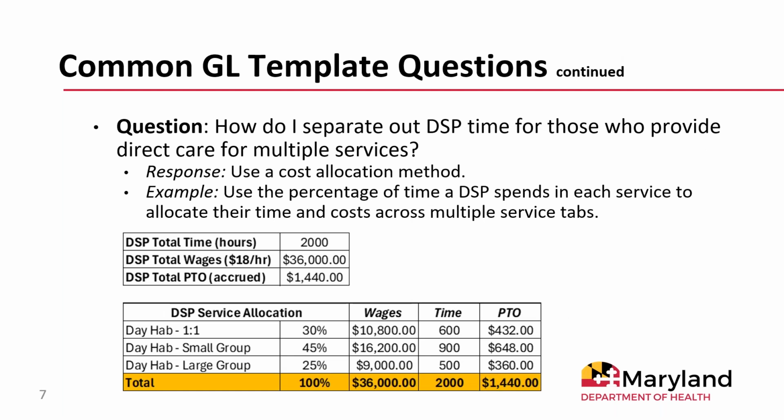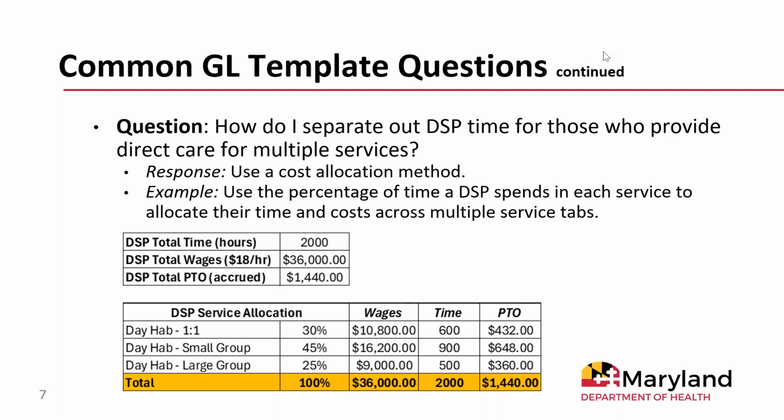Okay, this question talks about how to separate out DSP time for those who provide direct care for multiple services. And so this gets to using a cost allocation method. And so we provided a simple example of using the percentage of a DSP time who provides services in multiple services for your organization. So you can see we have an example of a DSP who would provide services in your DayHab one-to-one groups, your DayHab small groups, and your DayHab large groups.